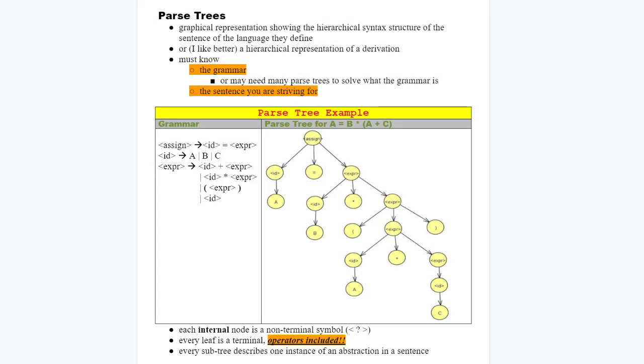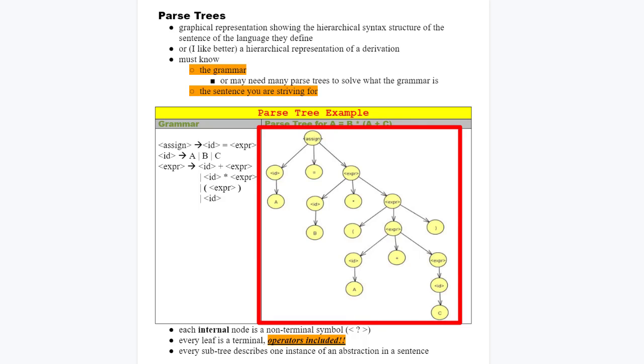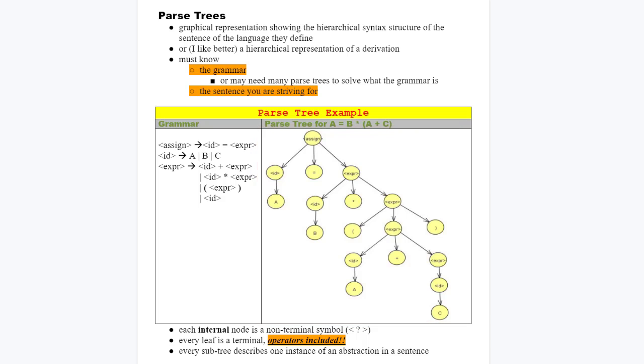What are parse trees? Well, they're a graphical representation showing the hierarchical structure of the grammar, from its sentences into the grammar buildup that it is. I like it better called a hierarchical representation of a derivation, and we'll get into derivations in a moment. But here's a couple things you have to know in order for this to work.